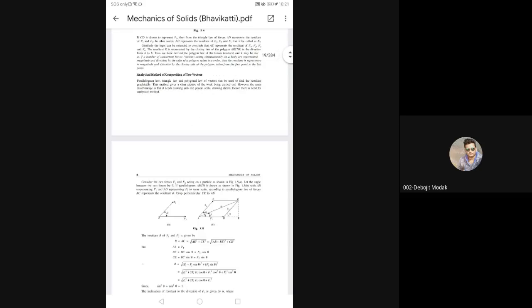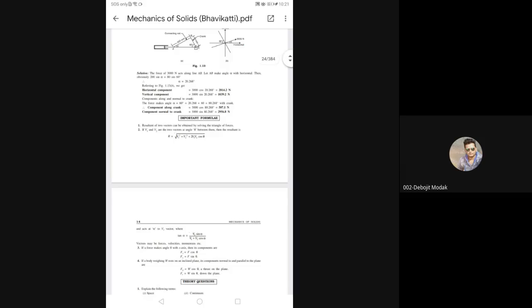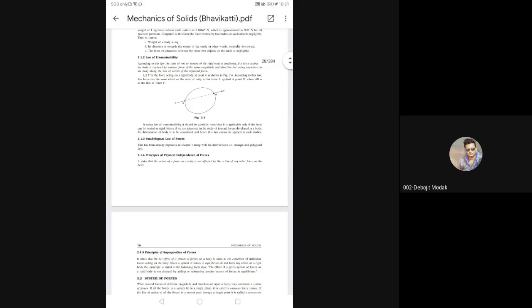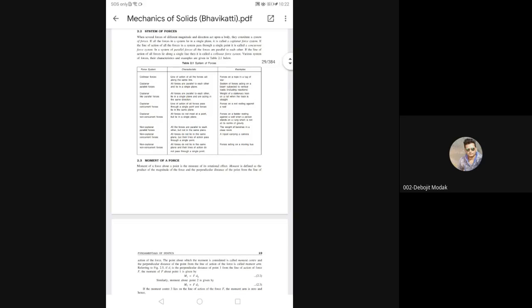Okay, which we have covered. These have been covered. Law of transmissibility has been covered, and system of forces: collinear force, coplanar force, concurrent force. Now, in this lecture, we will start what is a moment of a force. So, moment of a force about a point is a measure of its rotational effect.